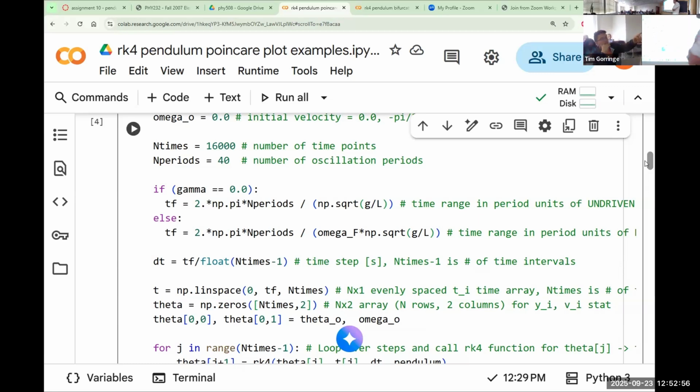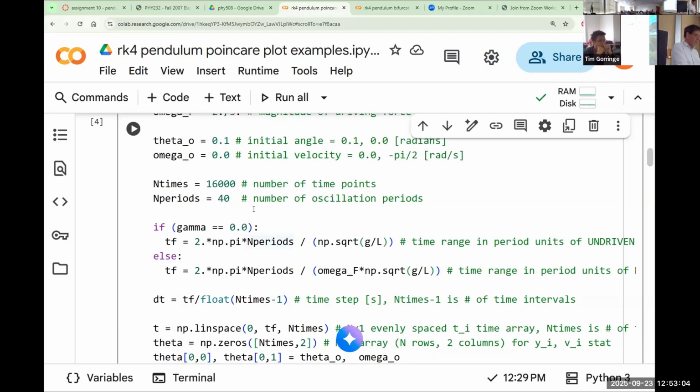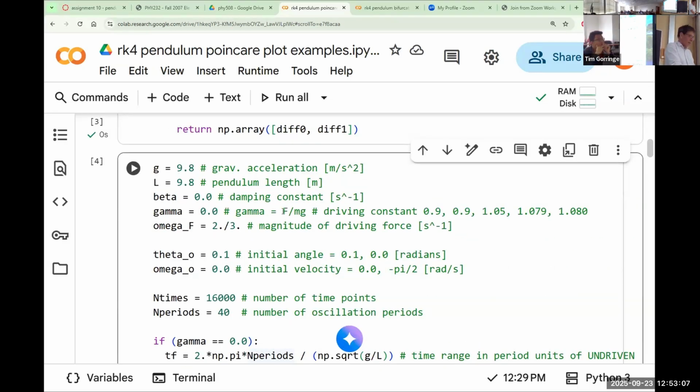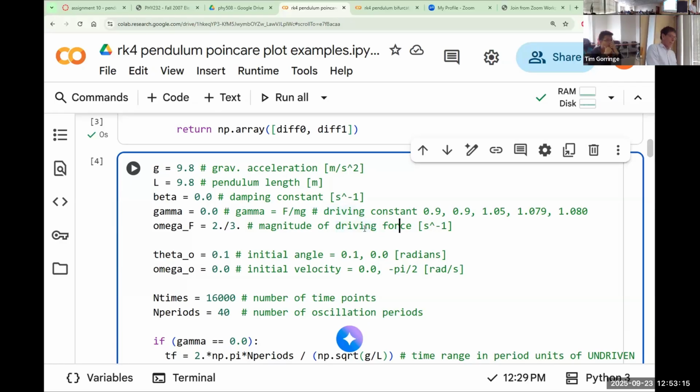Yes. You set the driving frequency in unit of natural frequency. Yeah, I did. Actually, this comment here is completely wrong. Because this is not a magnet, this should be the driving frequency, as you say, in units of natural frequency.